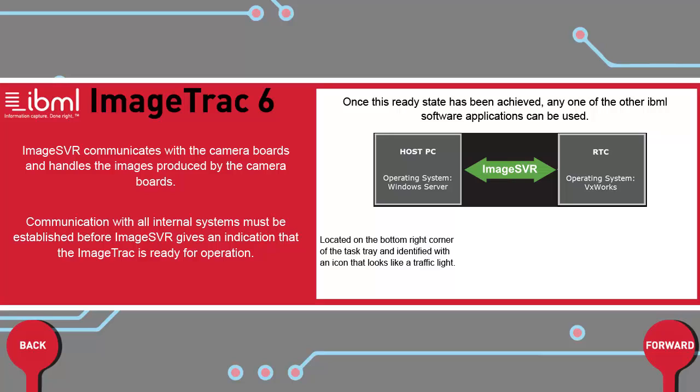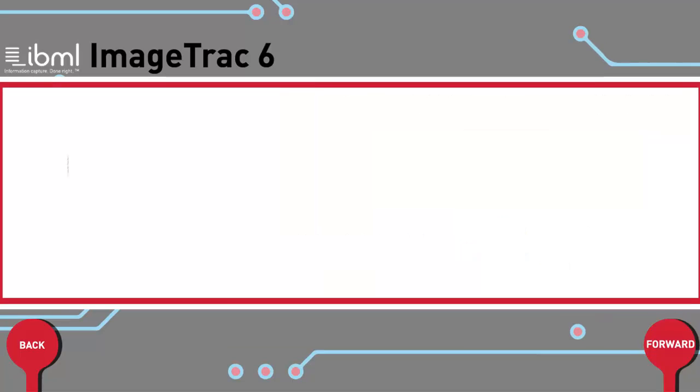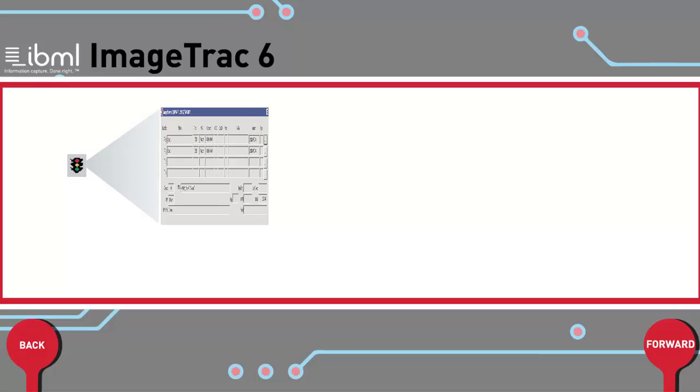Image Server is located on the bottom right corner of the task tray and identified with an icon that looks like a traffic light. This icon indicates the state of the Image Server by displaying either a red, yellow, or green light. A red light indicates an error. A yellow indicates issues that require operator attention, and a green light indicates there are no problems and normal operation can begin. You can open a display pane which will show you the camera boards loading. To do this, right-click on the traffic light.